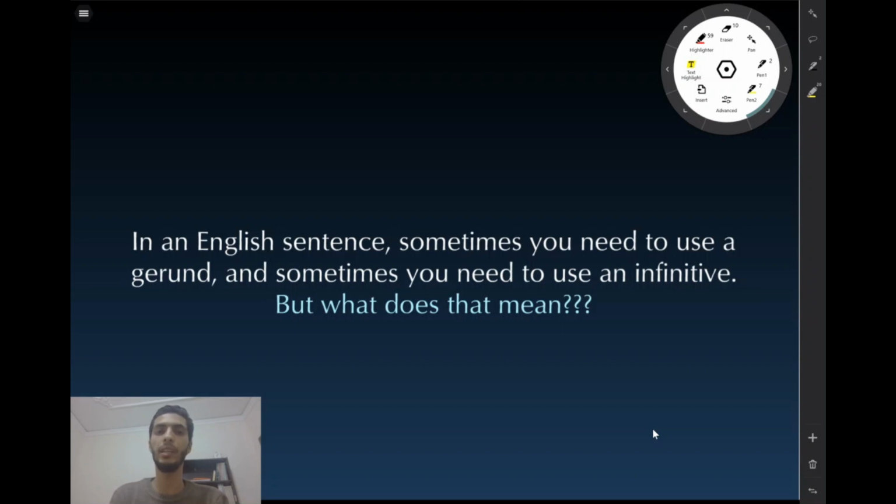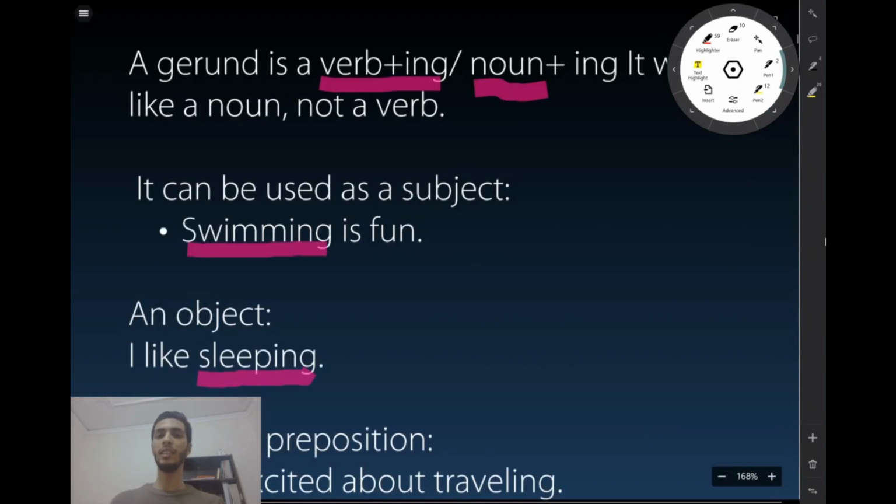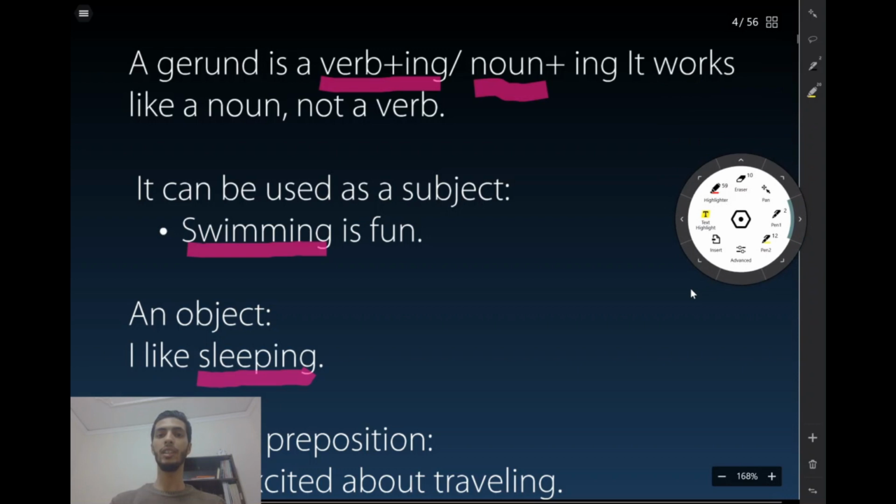So سوف نبدأ باسم الفعل كجزء أول من هذا الدرس. A gerund is a verb plus ing or a noun plus ing. It works like a noun, not a verb. So here it is a gerund أو باللغة العربية اسم الفعل لأنه ليس فعل هو اسم مشتق من فعل.